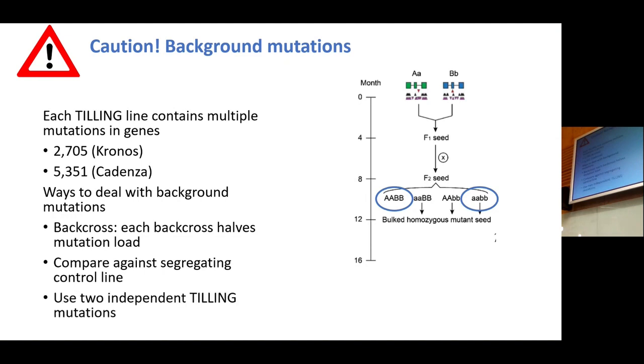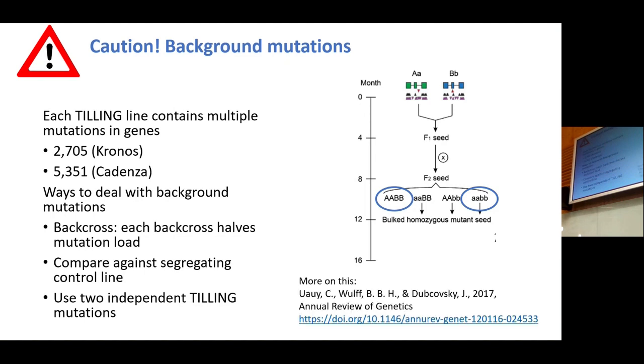And the third one is to select 2 independent tilling mutations. So kind of do 2 crossing programs for the same gene. And if you want more on mutations, this is the paper to read.